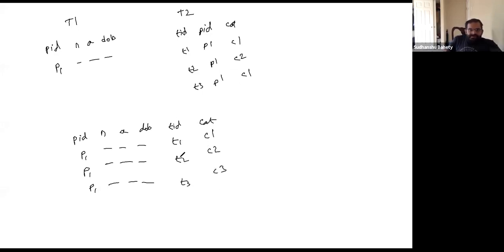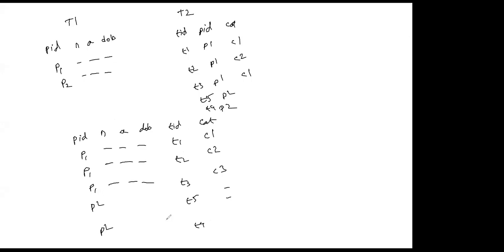So this is the natural join. It's joining the two tables based on the person. Let's say you have some other person P2, which has some other values, and over here some other titles are present, T5 P2, T4 P2, and so on. So there will be two rows for P2 as well, with T5 and T4 and some categories and other values. Did that make sense?